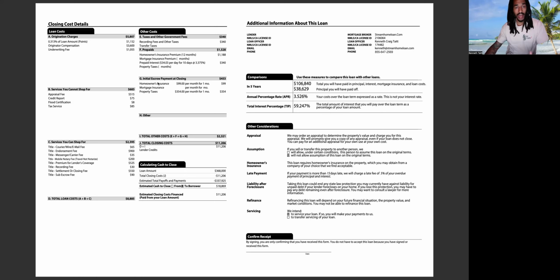Now, the initial escrow payment at closing is what is being accumulated to establish the escrow account, right? So if your homeowner's insurance is $1,188 for the year, that breaks down to $99 a month. Depending on when that homeowner's insurance is due, the lender is going to say, okay, we require you to start off this escrow account with 1 month, 2 months, 3 months, whatever that number is, so that when that time comes around, we have the amount that we need to pay your homeowner's insurance on time.